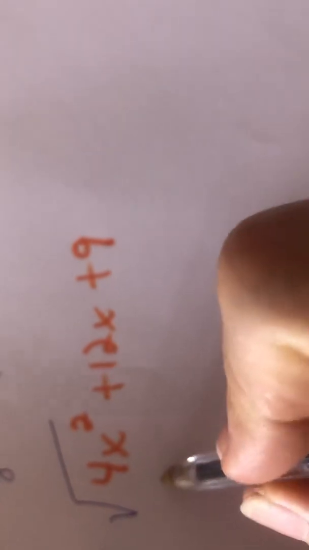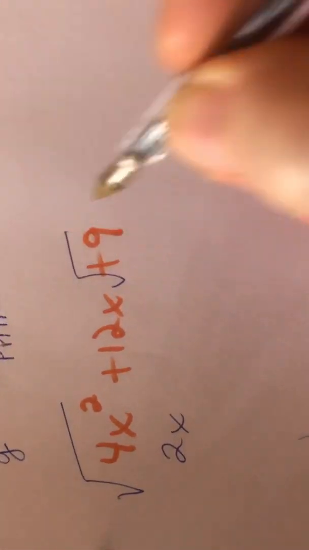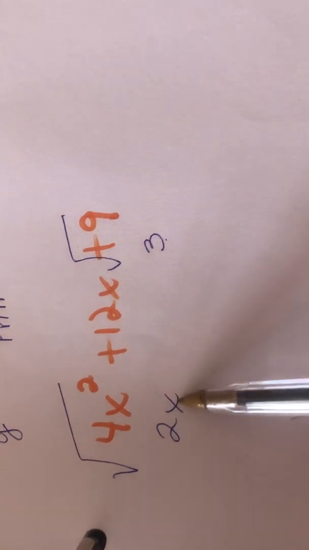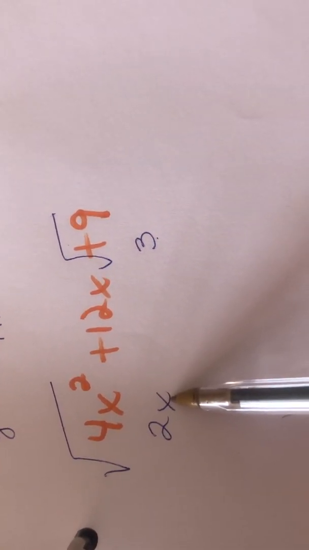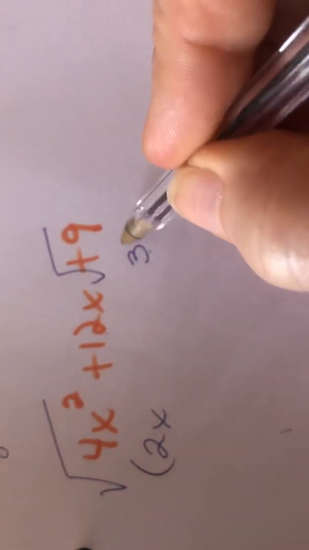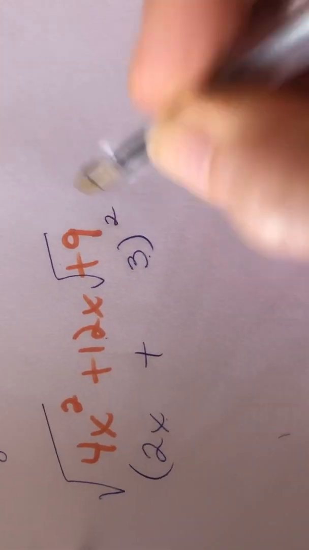And the last one. Is this a perfect square? Yes. 2x. Is 9 a perfect square? Yes. 3. Let's multiply. 3 times 2x is 6x times 2, because we have the same thing twice, is 12. So this is indeed a perfect trinomial squared.